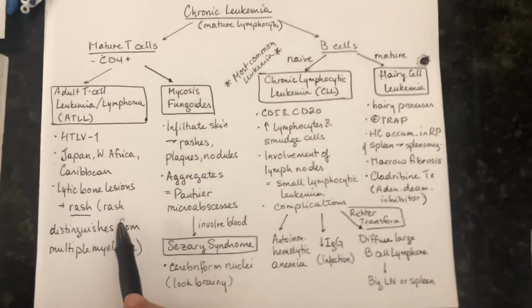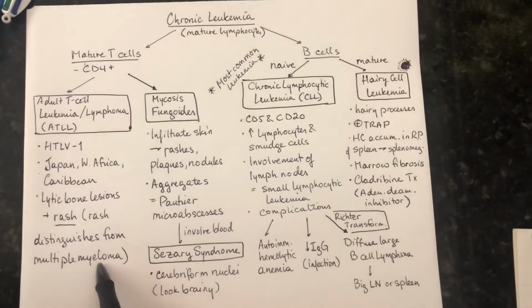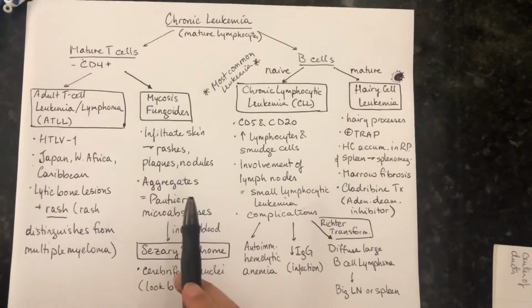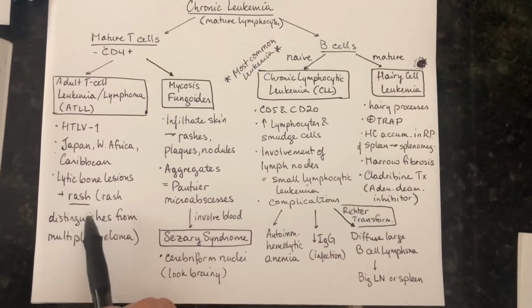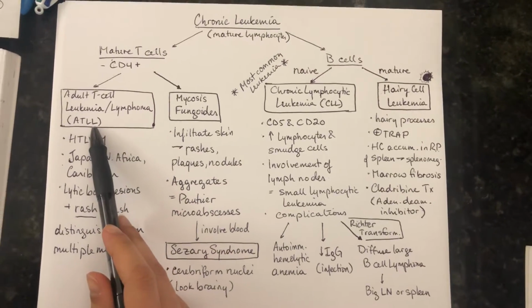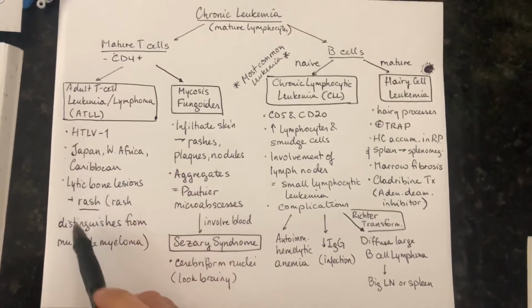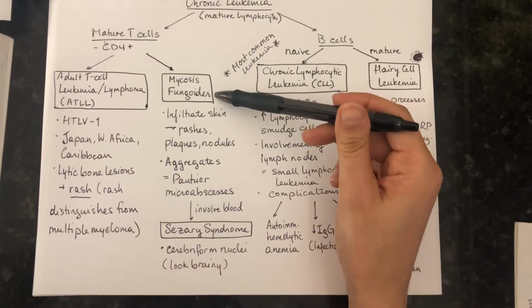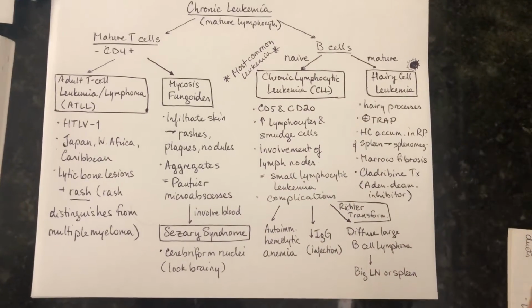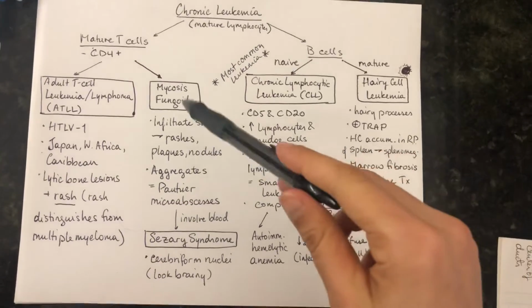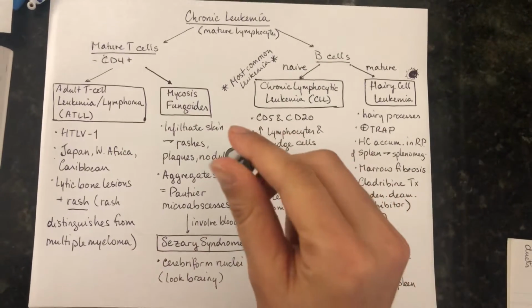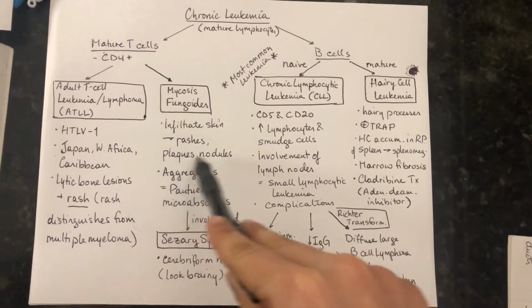If you remember, lytic bone lesions are really common in multiple myeloma. You get those lytic lesions in the skull. But for a question, let's say a board exam, if you also have a rash accompanying it, you should consider ATLL in your possible differential. Mycosis fungoides has nothing to do with fungi, unfortunately. It's an infiltration of this T cell leukemia into your skin, and that results in rashes, plaques, and nodules.